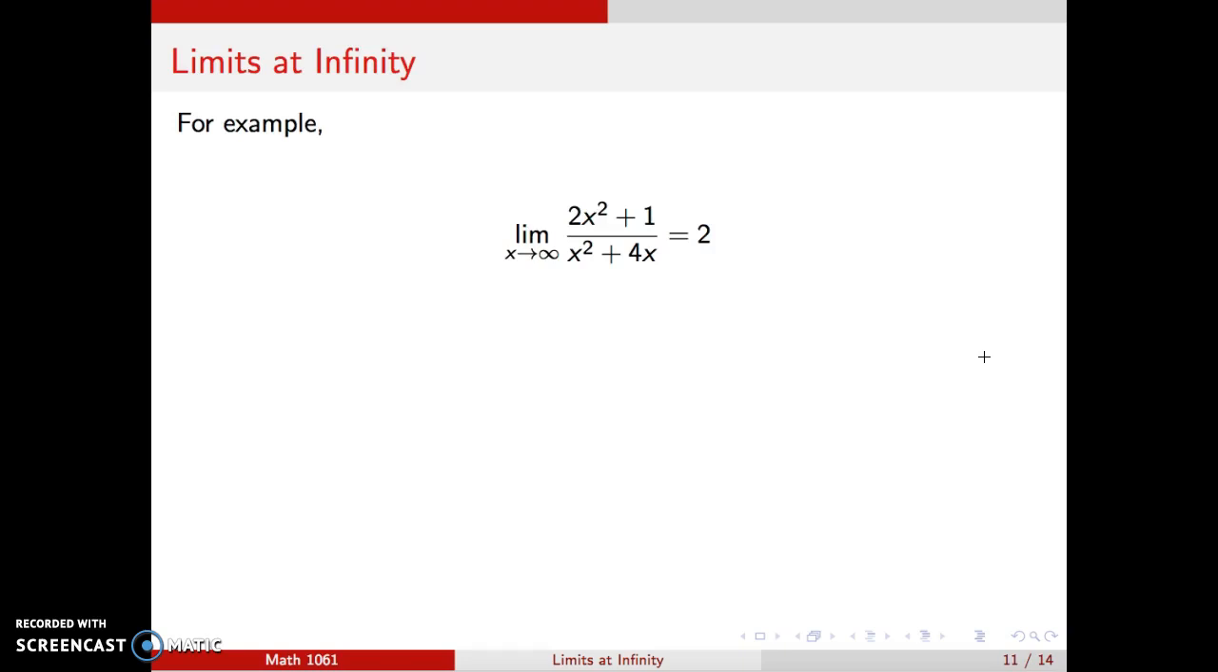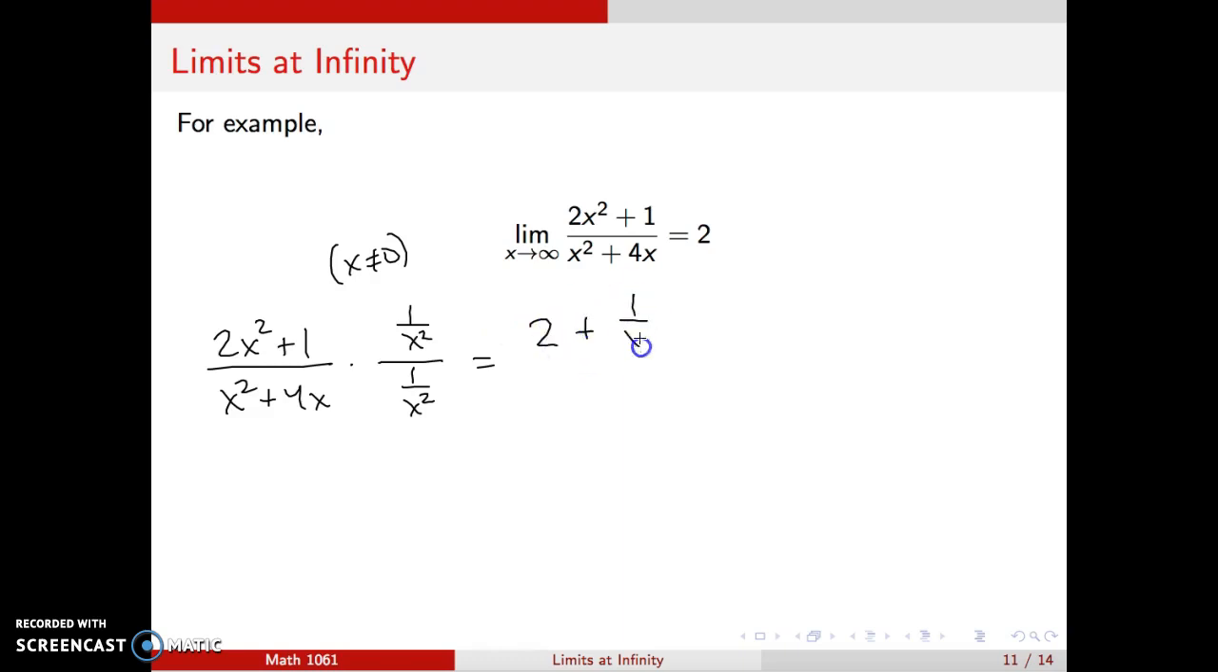This one. Let me show you how we could do this one. Let's say 2x squared plus 1 over x squared plus 4x. And I'm going to say here, I'm assuming that x is not 0. But if I multiply by 1 over x squared over 1 over x squared, that's really multiplying by a weird-looking 1, which doesn't change it. And so I end up with 2 plus 1 over x squared all over 1 plus 4 over x.